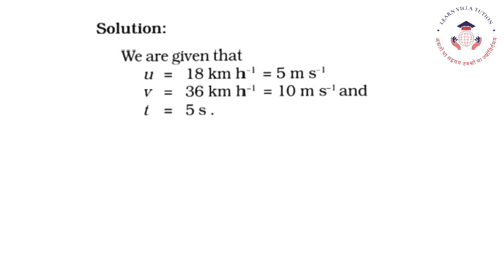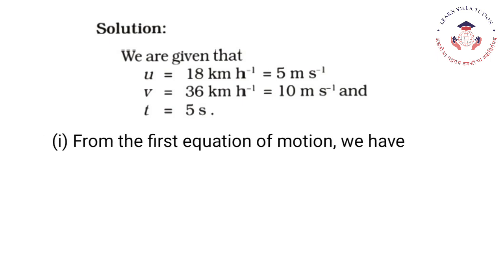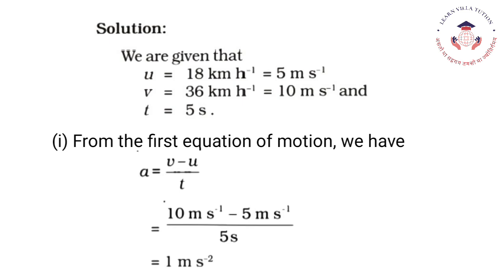Solution. We are given that initial velocity u is equal to 18 km per hour. It is changed into 5 meter per second. Final velocity v is equal to 36 km per hour. It is also changed into 10 meter per second. And time t is equal to 5 seconds. From the first equation of motion, we have a is equal to v minus u divided by t. a is equal to 10 minus 5 meter per second divided by 5 seconds. We get 1 meter per second square.